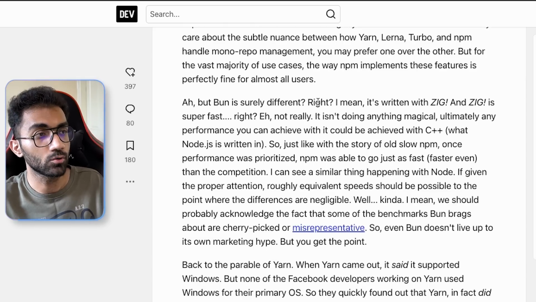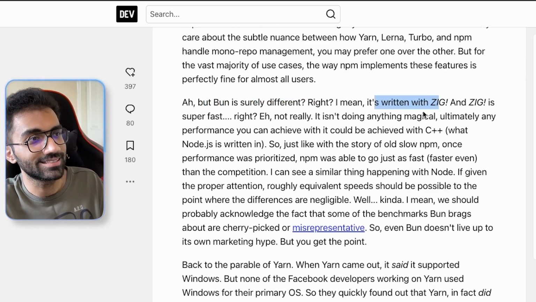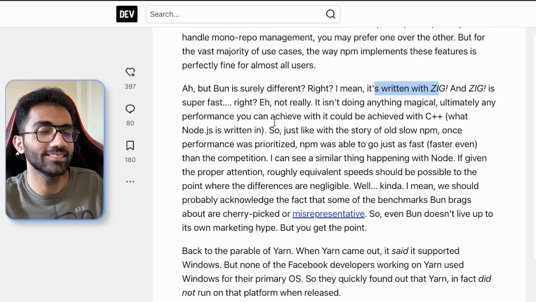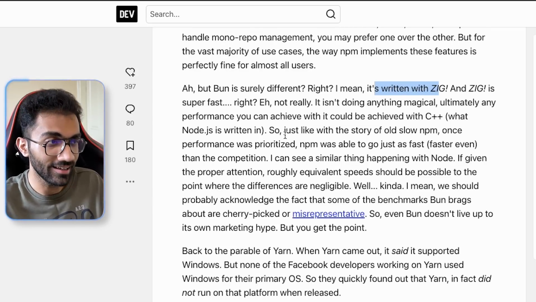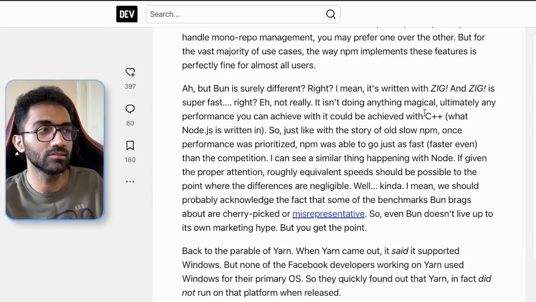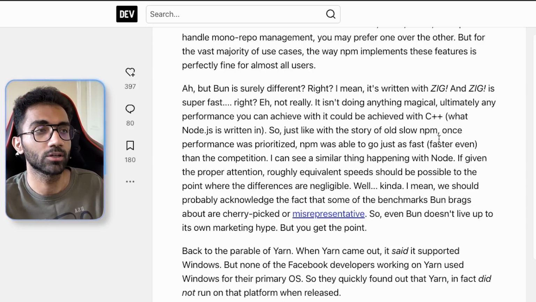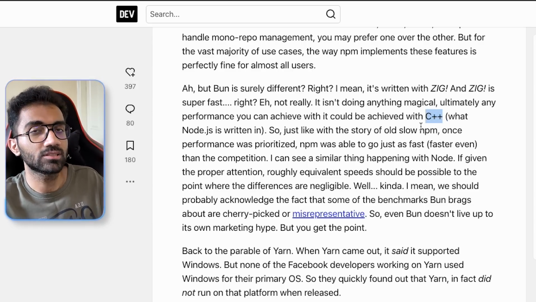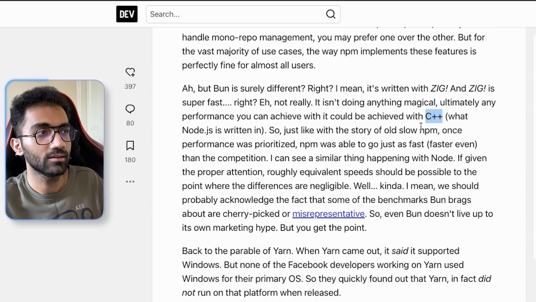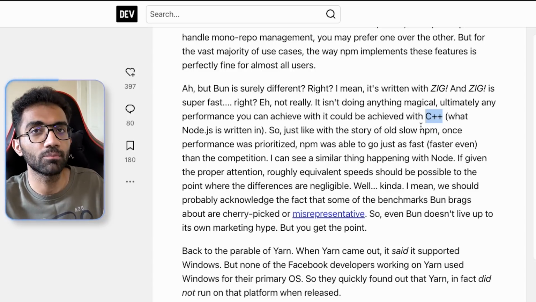But anyway, sticking to Bun here. But Bun is surely different, right? I mean, it's written in Zig and Zig is super fast. Yeah, I mean, this is something people think, that the reason why Bun is fast is Zig. No, it's not. Node is written in C++ and it's the same level of low-level thing, because whatever language, like C or C++, it's compiling to assembly, it's compiling to the architecture on which your computer is running. It doesn't need a virtual machine in between, right?